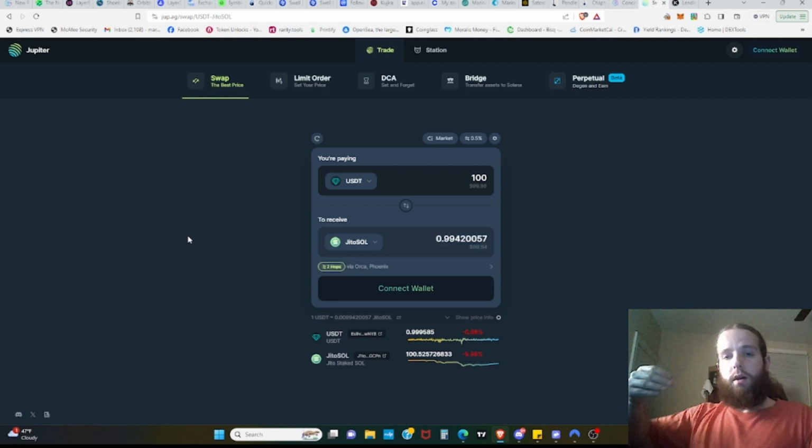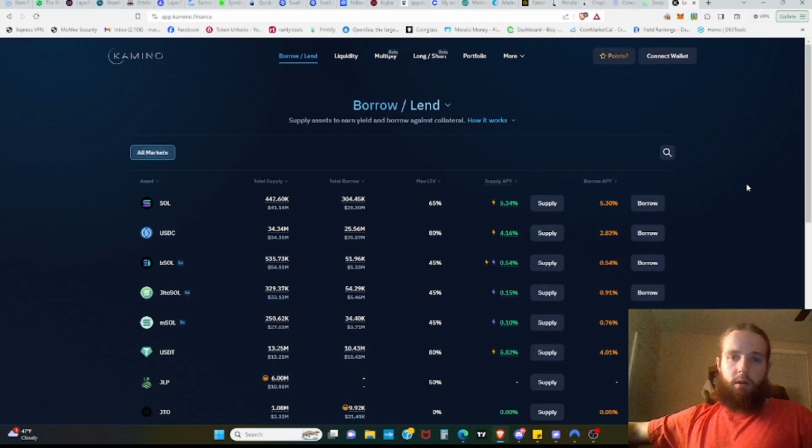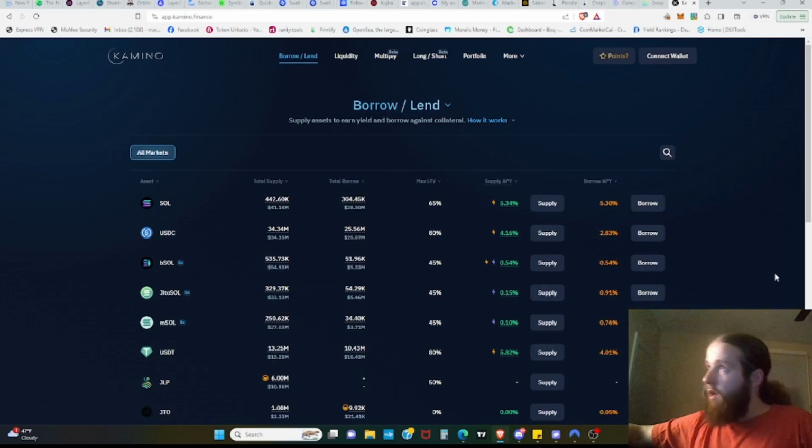I'm going to show you lending and borrowing protocols, which is another way that you can provide liquidity and earn yield. So here we are now on Kamino Finance. Kamino is also a new protocol on Solana. I believe they are working on doing an airdrop soon. So something to keep in mind for all you airdrop hunters out there. I'm personally not getting involved.